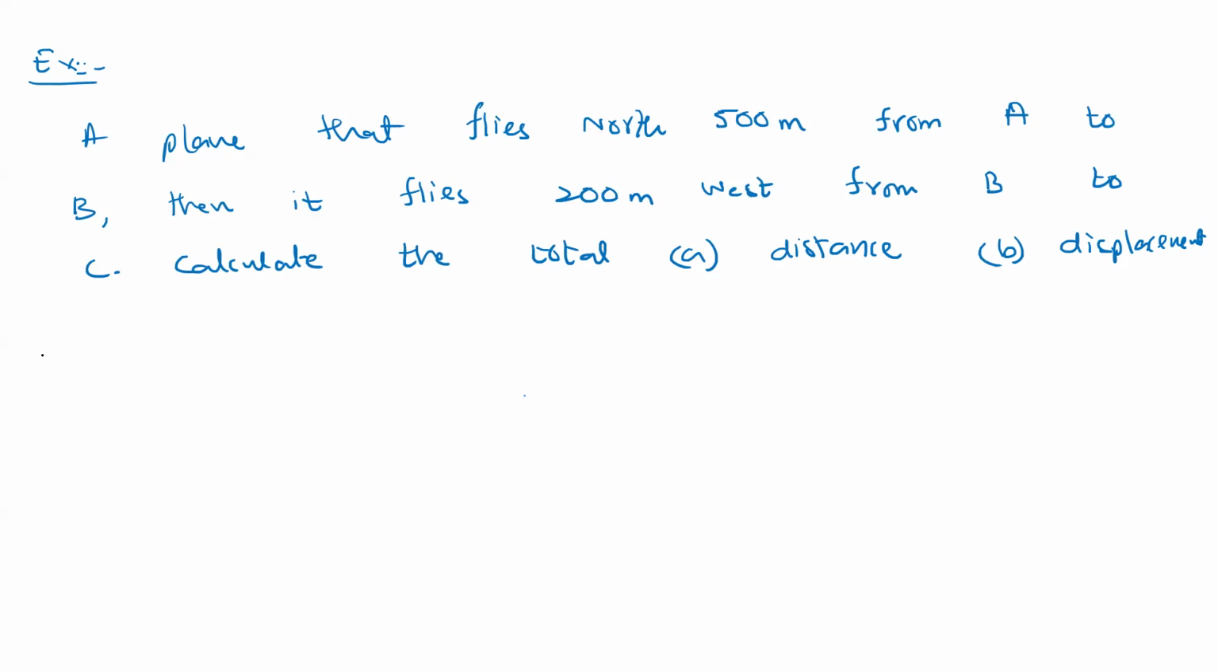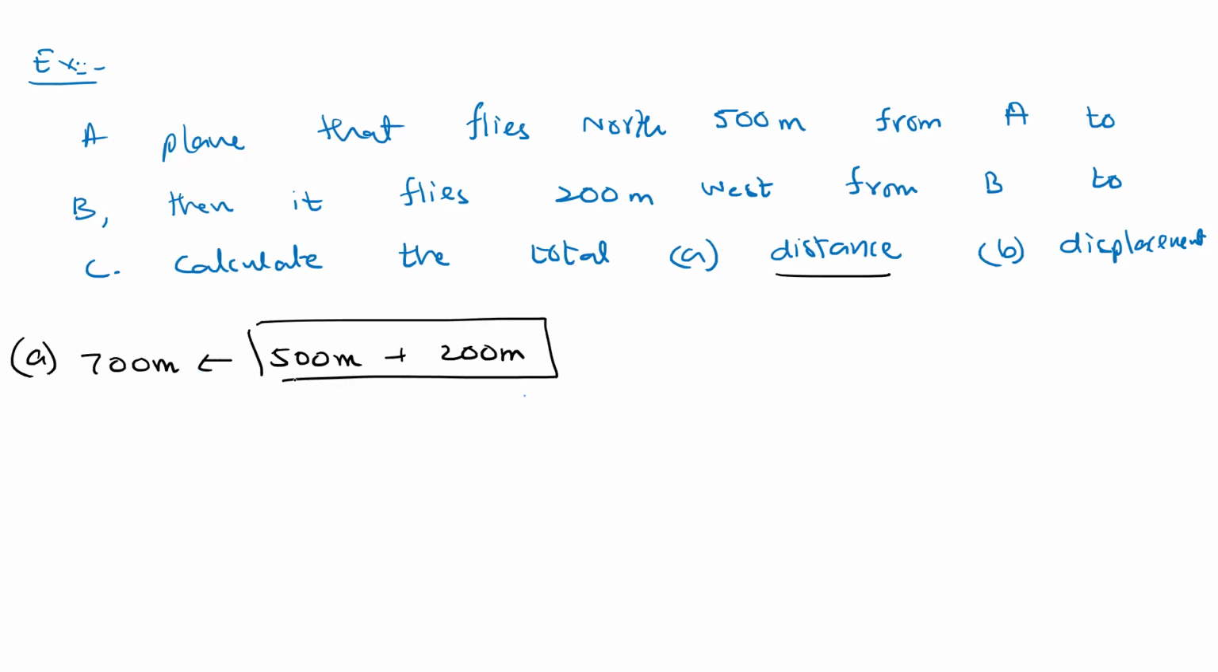So first thing is, if we want to work out the distance, it's simply 700 meters, right? That's because we had 500 meters and 200 meters. We don't have to account for any directions, whatever is written in the question, because distance is a scalar concept. So it's just 700 meters. That's the answer. But if we go about displacement, we have to account for the directions as well.